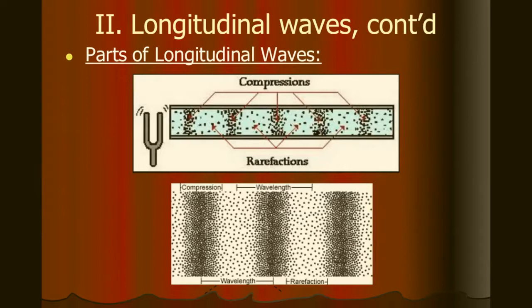Here are some more images to see the differences between them. And the compressions, as you can see, are the more dense ones, and the rarefactions are the scattered ones. And at the bottom, we'll see examples of wavelengths. So you can go from a rarefaction to a rarefaction, and that would be considered a wavelength. And you could also go from a compression to a compression, and that could be a wavelength.